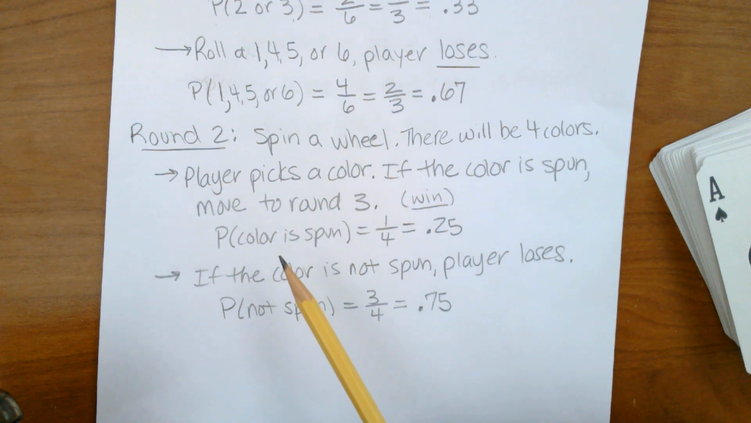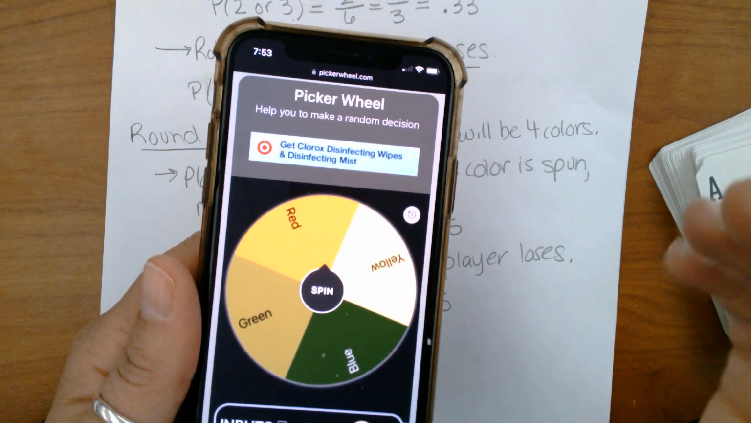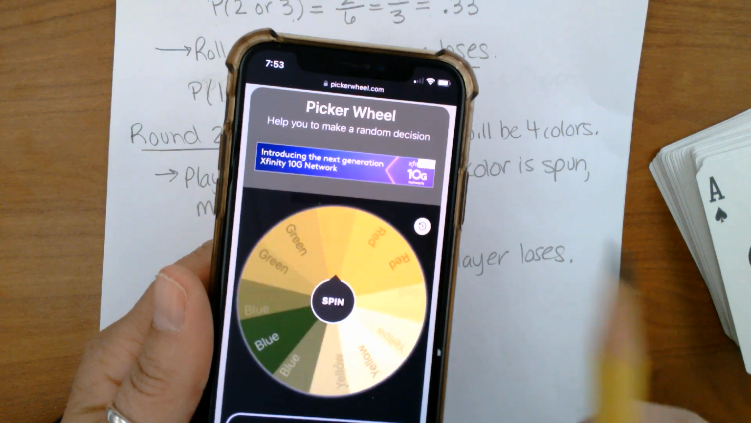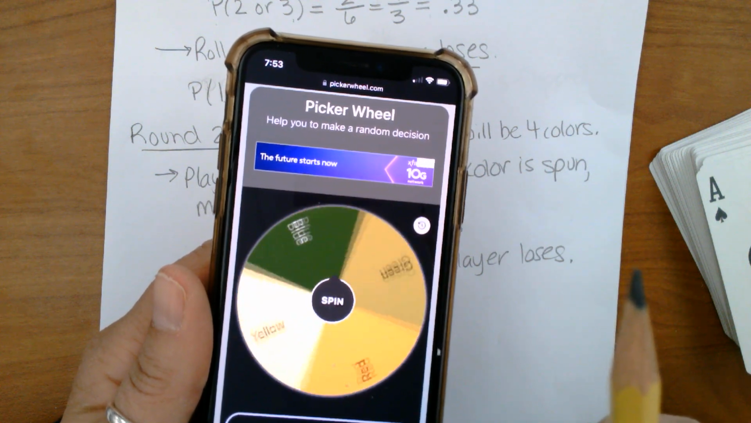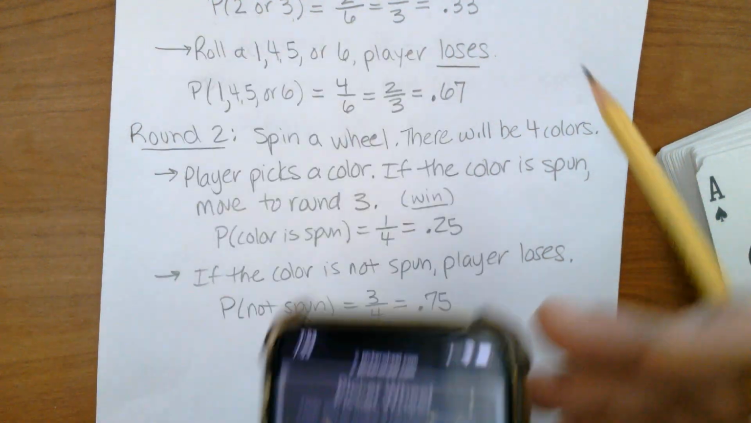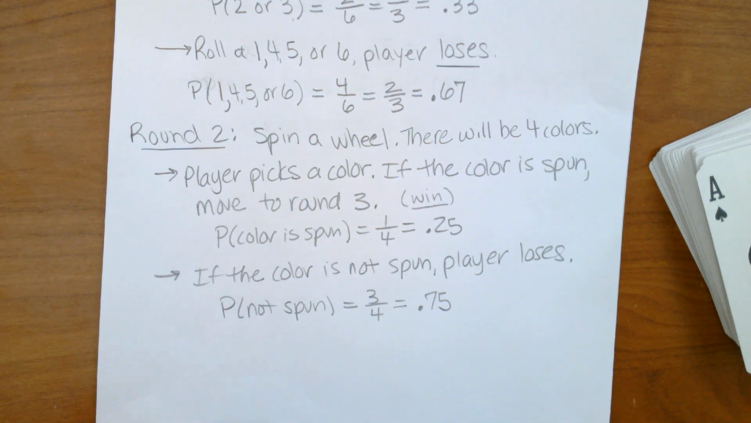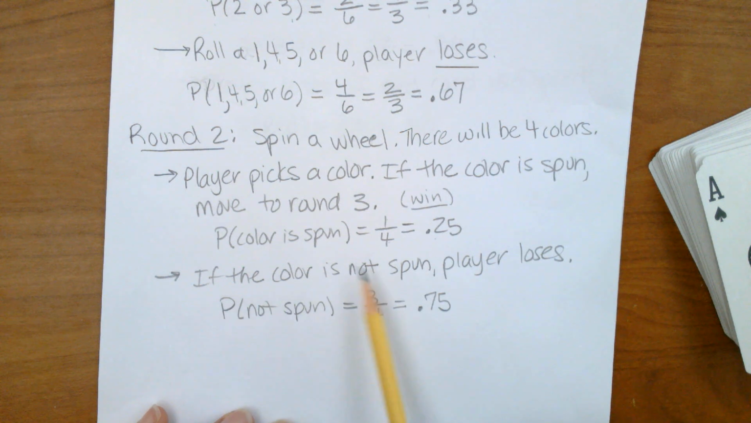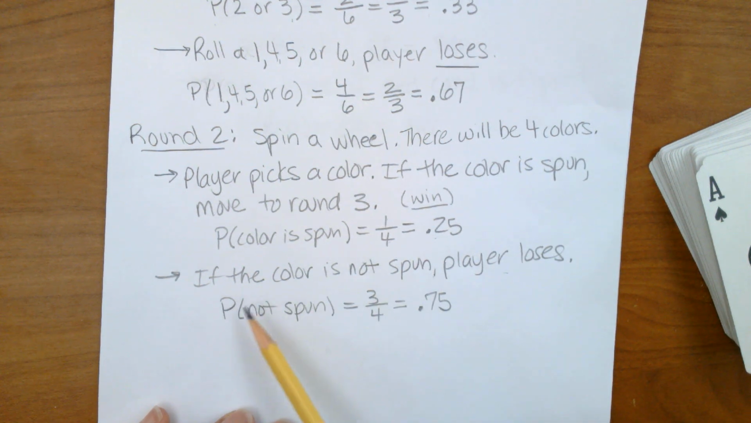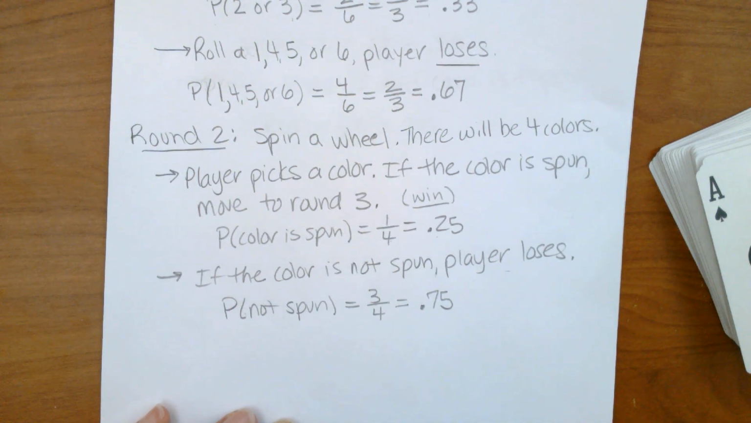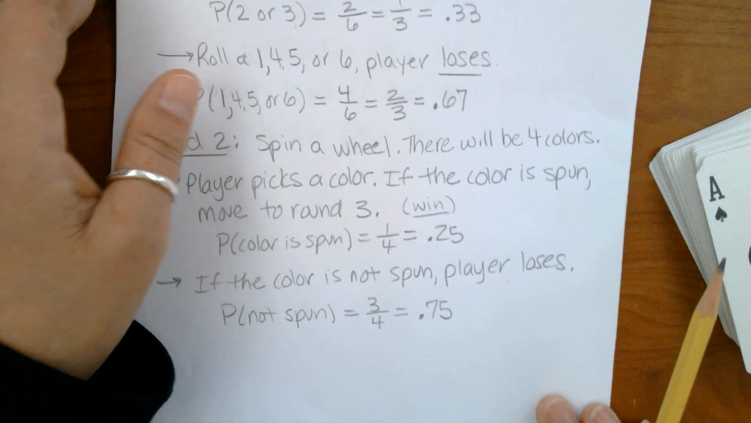So let's say that I pick blue and I spin. And red came up, so I would lose. If blue came up, I would be able to move on to the next round, but that's what happens. So there's a 1 out of 4 chance that that color is spun, which is 0.25. If the color is not spun, the player loses. So the probability that the color won't be spun is going to be 3 out of 4, which is 0.75.